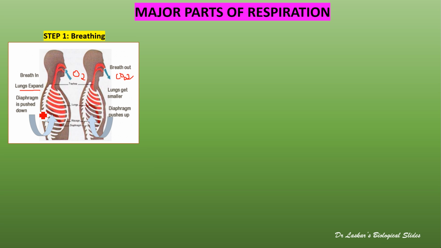And at the same time the rib cage is also helping. So the diaphragm and the rib cage are the two parts which mainly help in the breathing process. When we inhale the oxygen, the lungs expand and the diaphragm is pushed down. On the opposite side, in the exhalation process, that means when we breathe out CO2, the lungs get smaller, and as the lungs get smaller, the diaphragm pushes up. This way the breathing process is regulated by the movement of the diaphragm and the rib cage. So this is the first step: we inhale oxygen from the atmosphere.